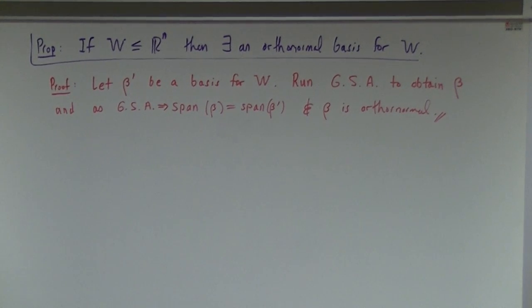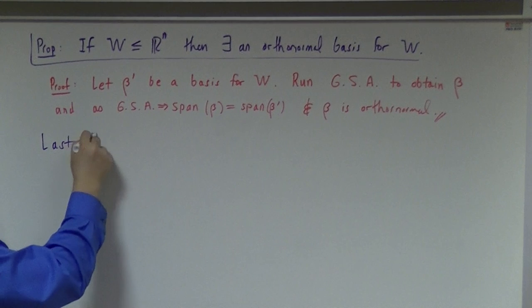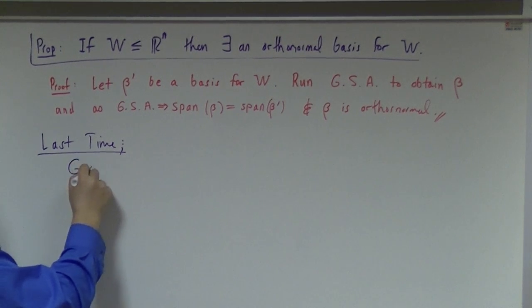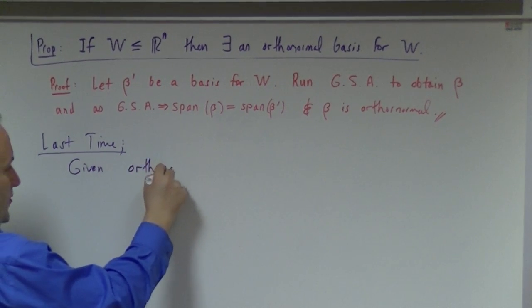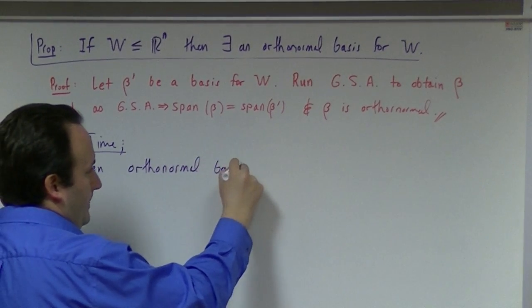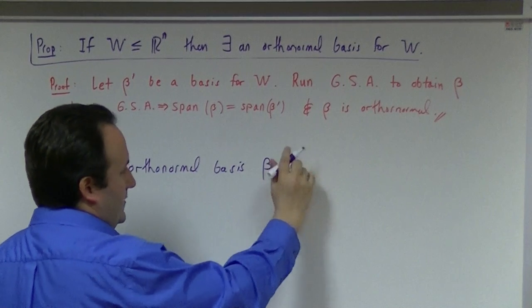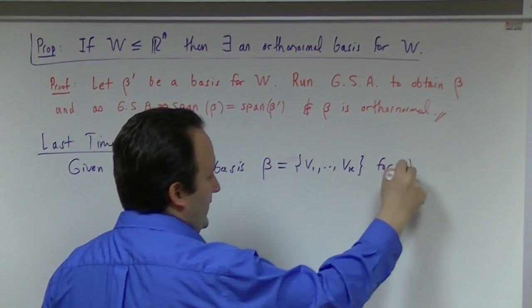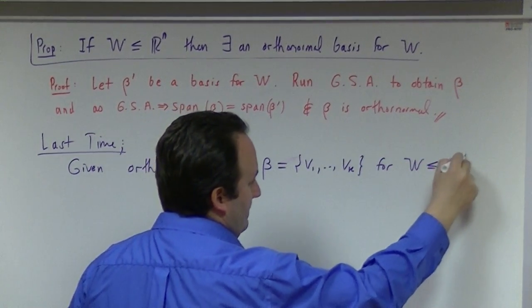Now, last time I defined for you the projection onto the subspace. So what was the projection onto a subspace? Okay, so we're given an orthonormal basis beta, let's say, equal to v1 through vk for W, a subspace of Rn.